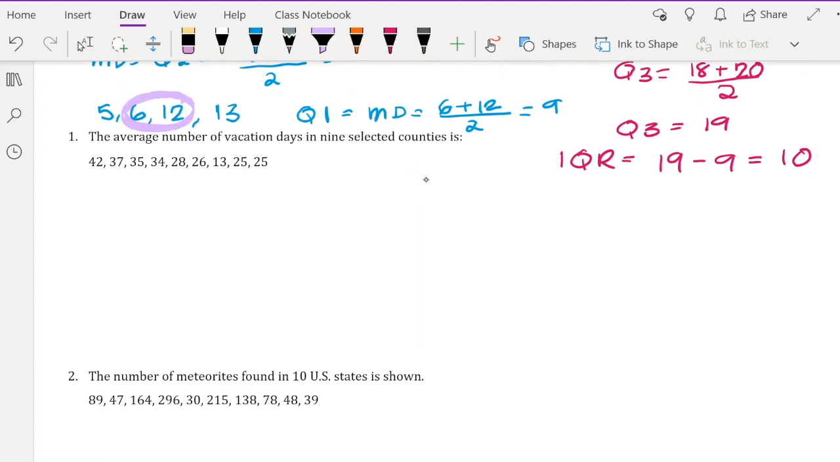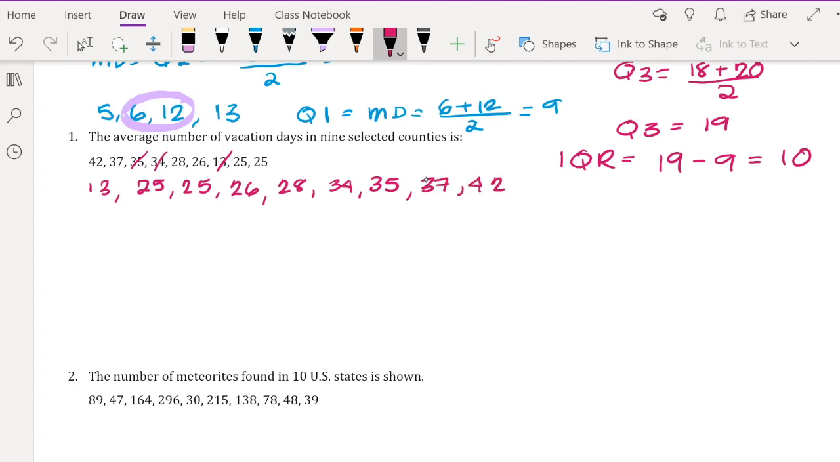So I have the average number of vacation days here. In this case, I don't have the data in order, so that's the first thing I have to do. This is the smallest: 13, 25, another 25, then 26, 28, 34, 35, 37, and 42. So I find the median, which is going to be Q2.